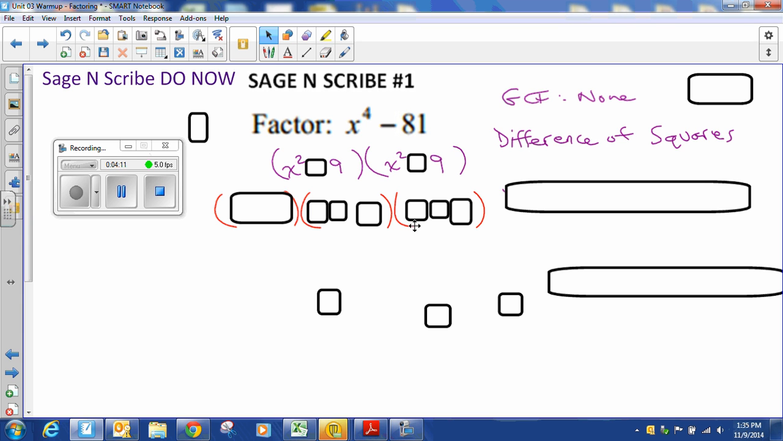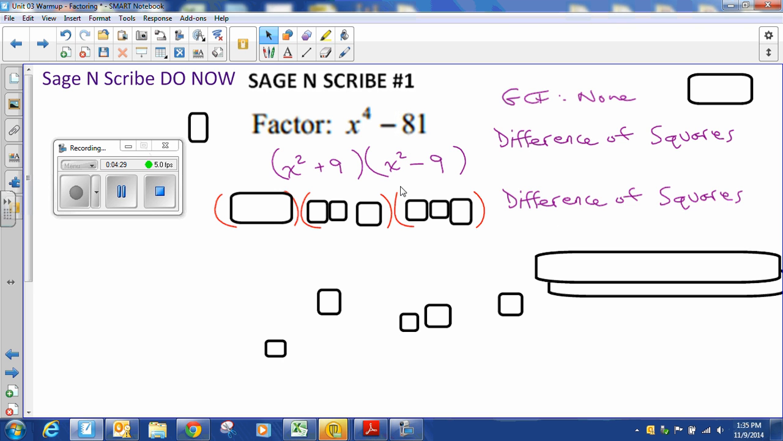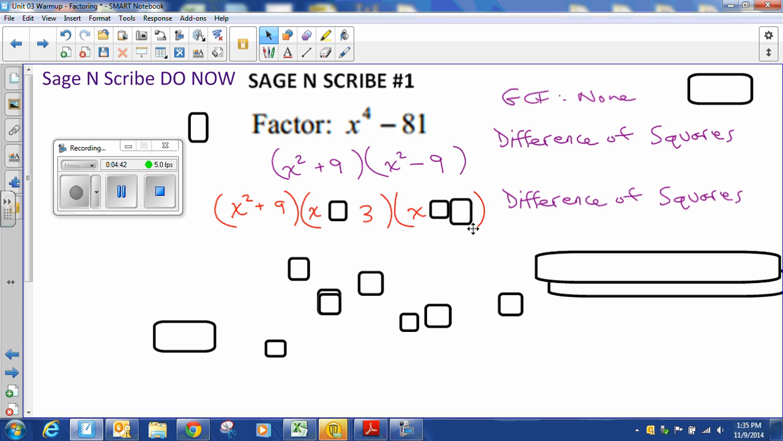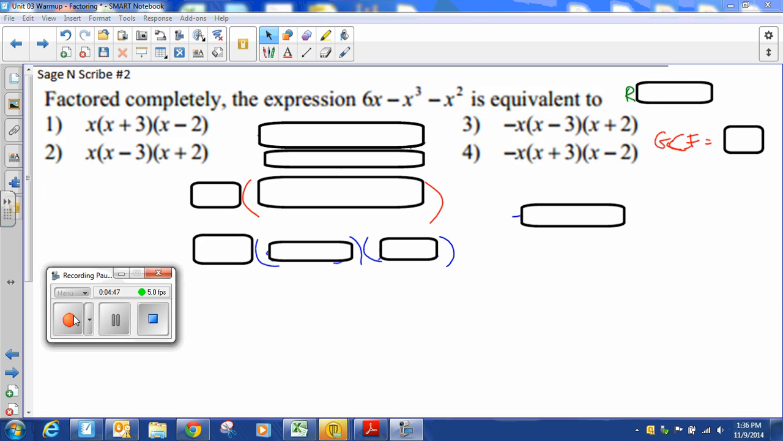Last term is 9. And the signs are 1 plus 1 minus. Okay, you may think you're done, but you have to examine each binomial to see if we can factor any further. So here we see we have x squared minus 9, which again is a difference of squares. So our first factor of x squared plus 9, we can't do anything with that. That's prime, so we just bring it down. X squared minus 9 can be factored out to x plus 3, x minus 3.